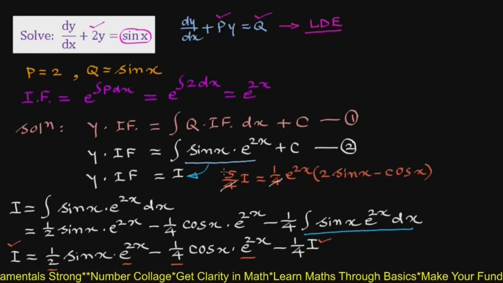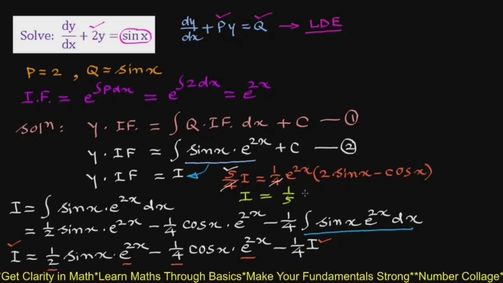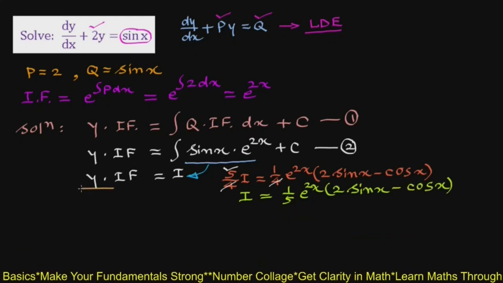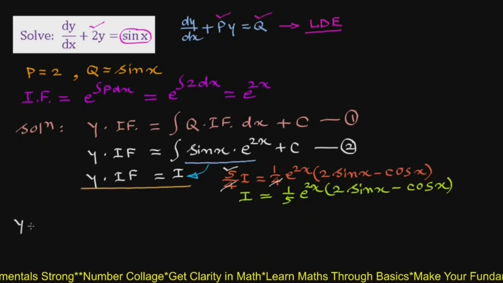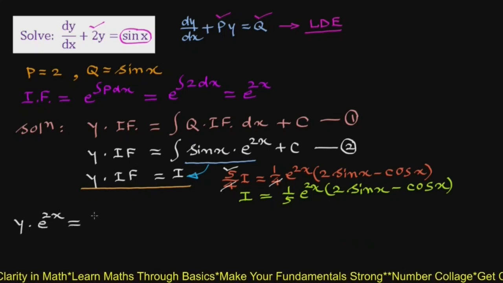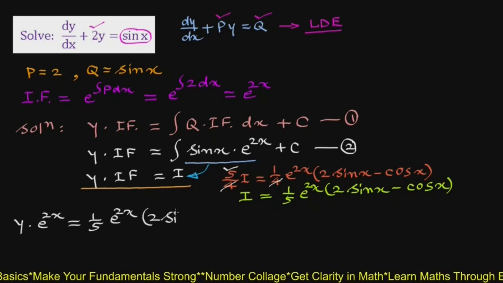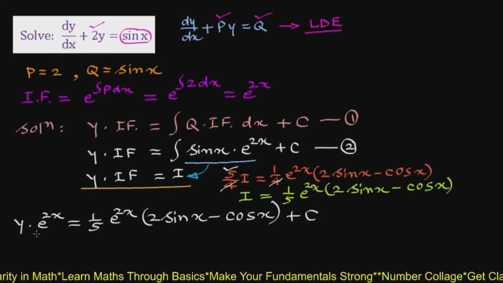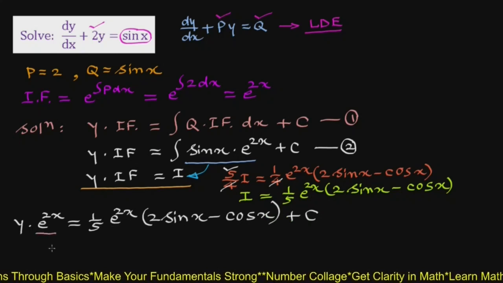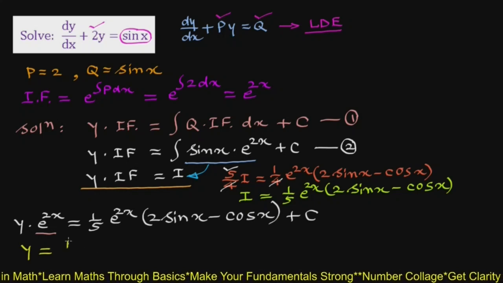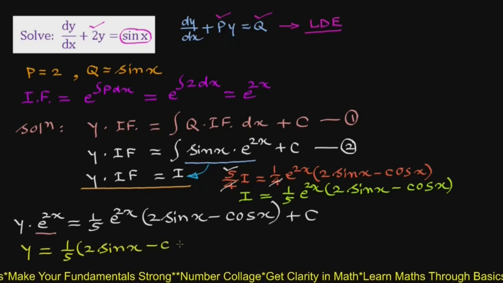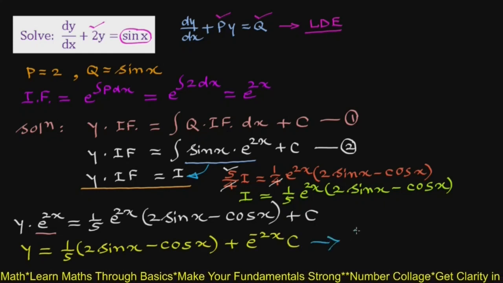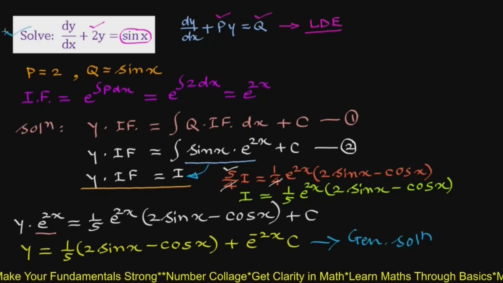Cancelling this 4 and dividing by this 5, I will be 1 upon 5 e raised to 2x into 2 sin x minus cos x. Now y into if equals I becomes y into e raised to 2x equals 1/5 e raised to 2x into 2 sin x minus cos x plus constant of integration c. So dividing throughout by e raised to 2x, the final solution will be y equals 1/5 2 sin x minus cos x plus e raised to minus 2x into c. So this is the general solution of this differential equation.